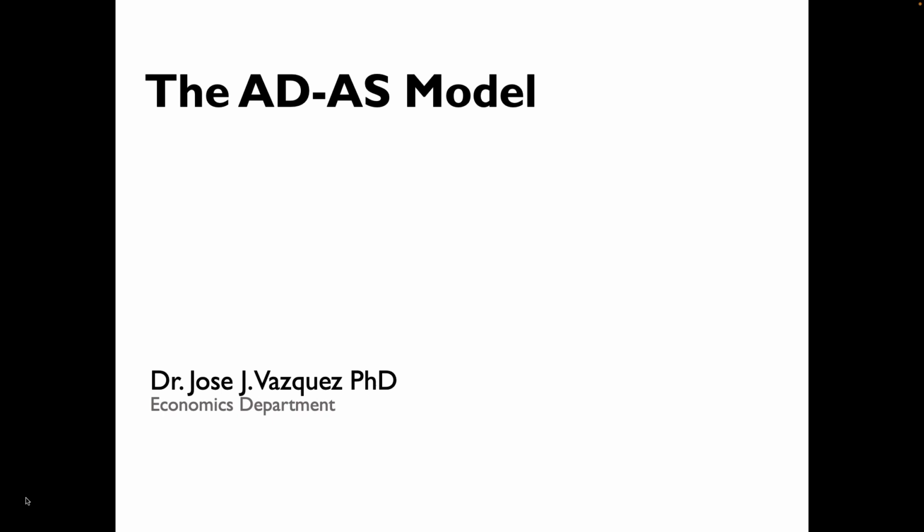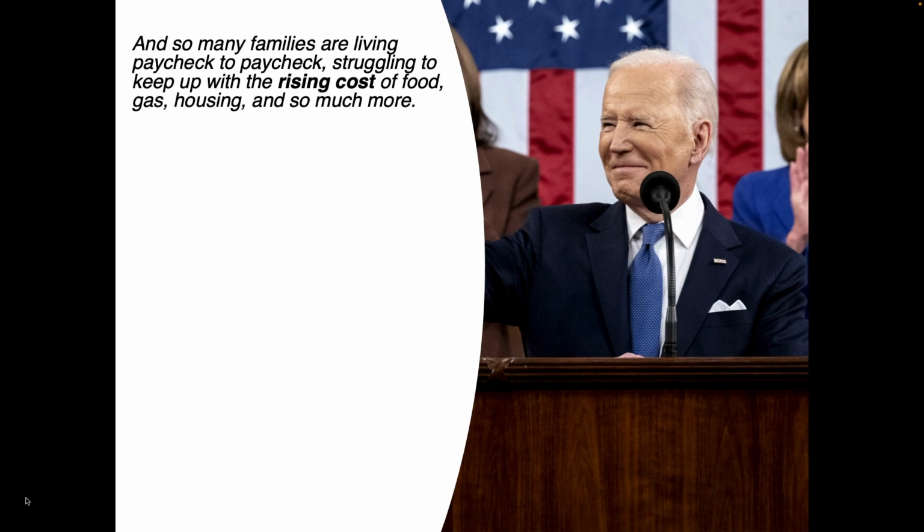Welcome. In this lesson, we will introduce the aggregate demand aggregate supply model, or AD-AS model, which is a hallmark model. Let's put this in the context of a very relevant example. In the last State of the Union address, President Biden addressed the most important pressing issue today, which is inflation. So one thing President Biden said is that he's going to try to lower your costs, but not your wages. We'll come back to that statement and whether that can be done or not.